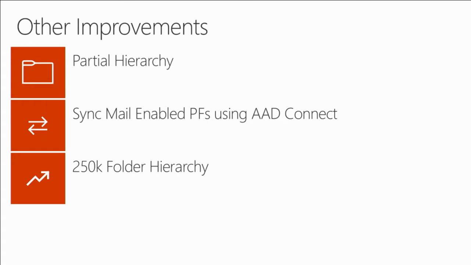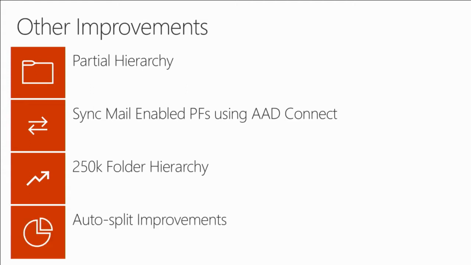Now, we support 250K folders in Exchange Online, which is 2.5 times the existing limit. So, if you are on-prem with 250K folders, you can migrate to Exchange Online, or if you are already on Exchange Online, you can grow till 250K.